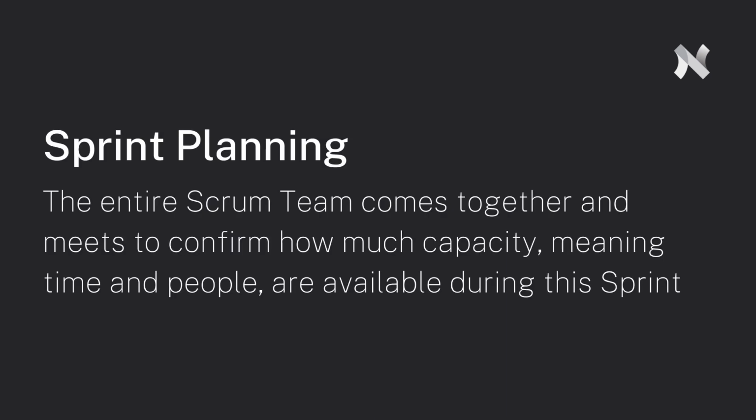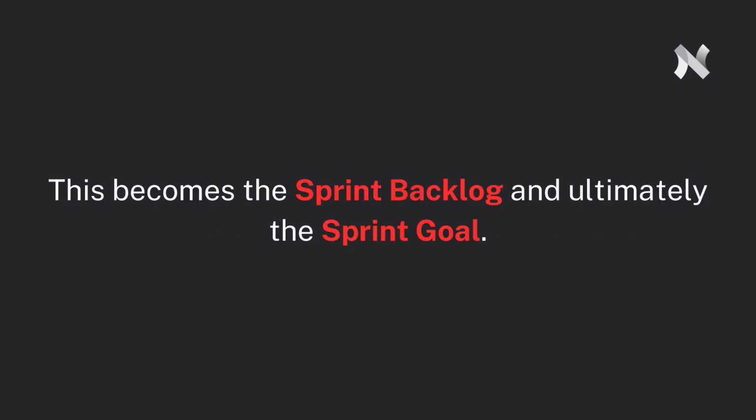Hi again. In the last video, we discussed the parameters for a sprint. We learned that a sprint is one of the 5 Scrum events and creates the frame around all other Scrum events. Within a sprint, the amount of work is planned based on the historical capacity of the team and is made ready for the sprint planning event. This becomes the sprint backlog and ultimately the sprint goal.